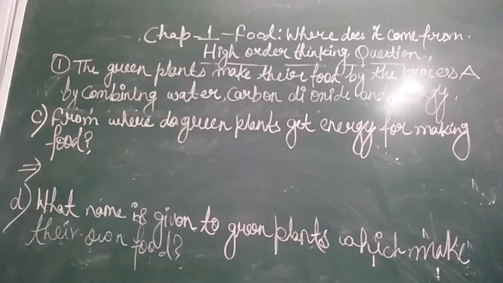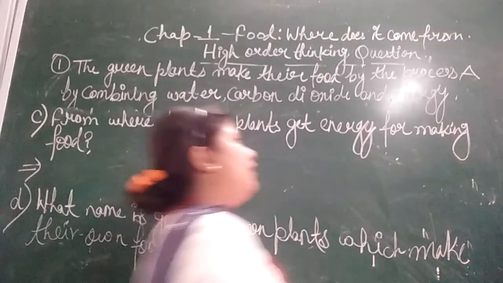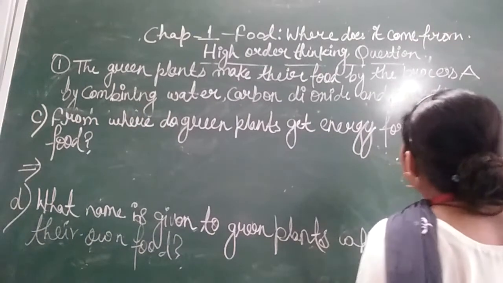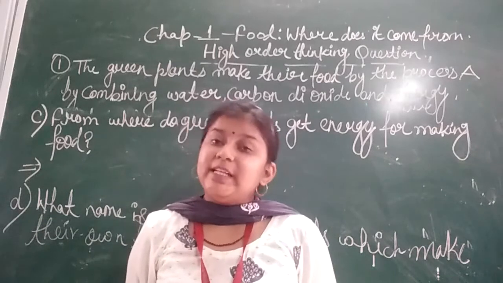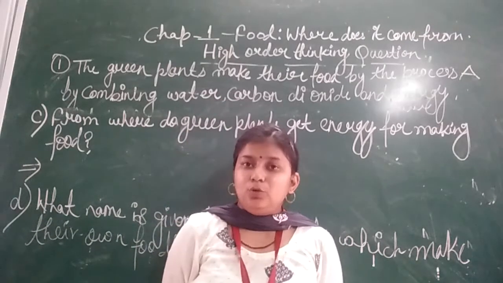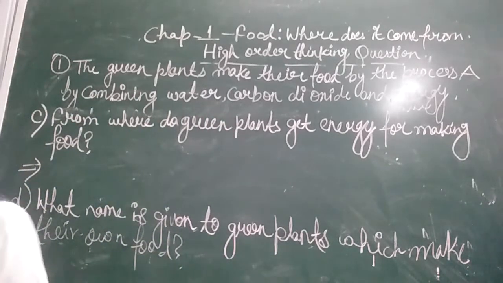Let us write the answer. I think I have to write this question again because it is going out of the board coverage. Okay, no problem. So the question is, from where do the green plants get energy for making the food? Here we are talking about energy. Which energy is that? That is solar energy or sunlight. So the green plants get energy for making their food from the sun.